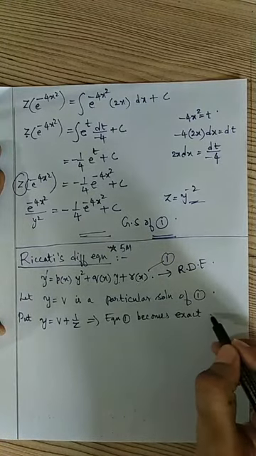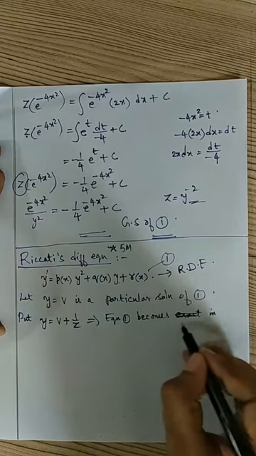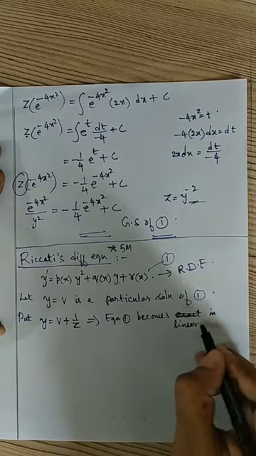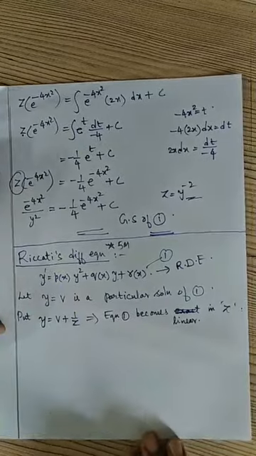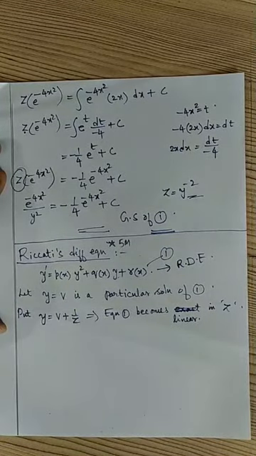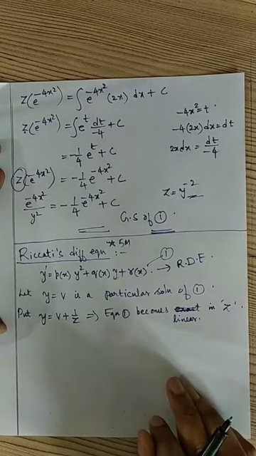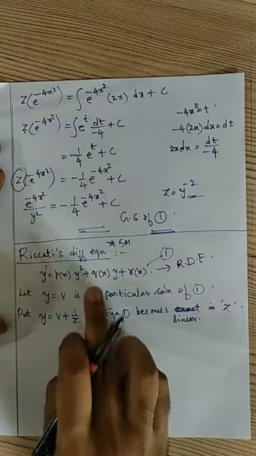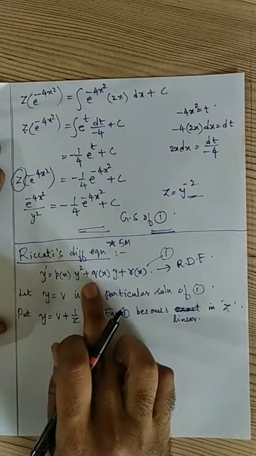Equation 1 becomes linear in z. Then we know how to solve that. So what we have to do is identify that the problem is related to Riccati's equation.